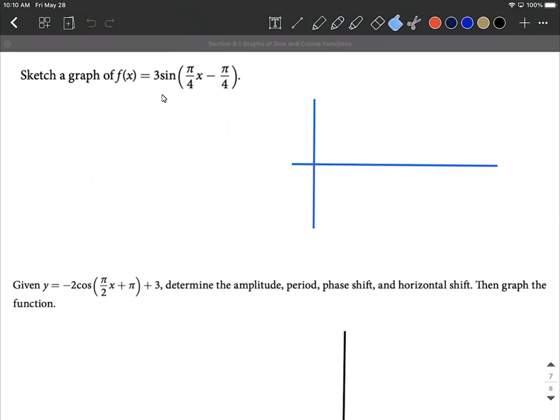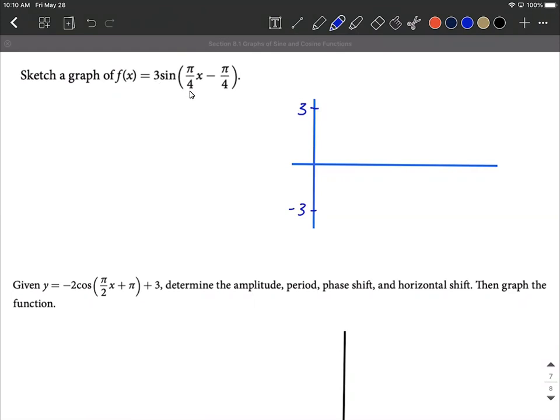First of all, this 3 out in front, that's going to affect how high up the graph goes. So we can say that's the amplitude. It's going to go up to 3 and down to -3. So that's kind of a label on our y-axis. This one has not been flipped upside down, so it's the typical sine graph that starts at the origin and begins up first.